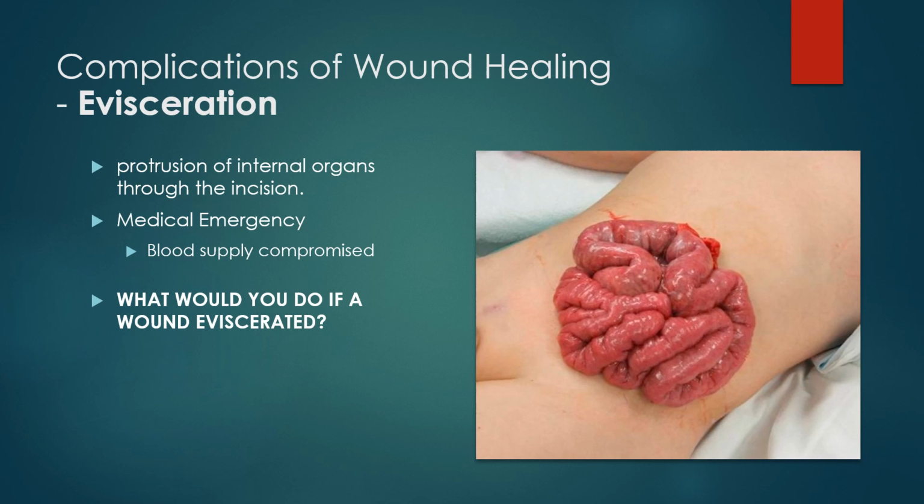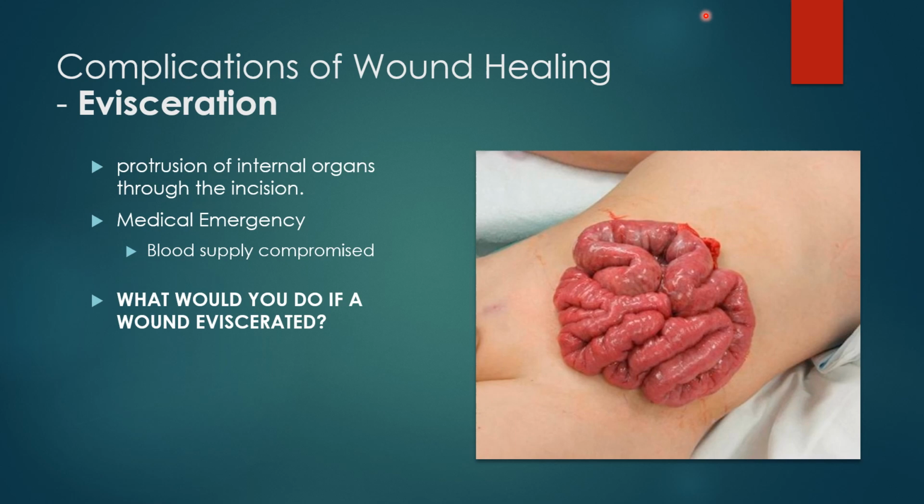So after dehiscence, we have something called evisceration, which is considered to be a medical emergency. This is where a protrusion of the internal organs happens through an incision. As previously stated, it is a medical emergency. So what do we need to do as nurses? If we have a patient who has a wound that is eviscerated, we need to stay calm. We need to stay with the patient, and we need to ask another nurse to bring some sterile supplies in and to notify the physicians.